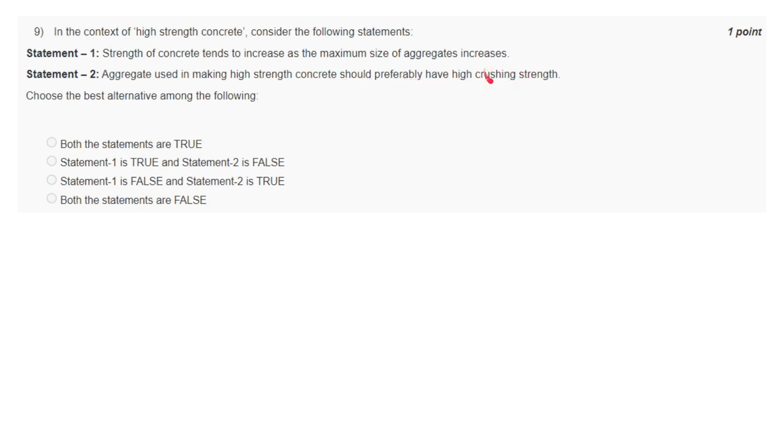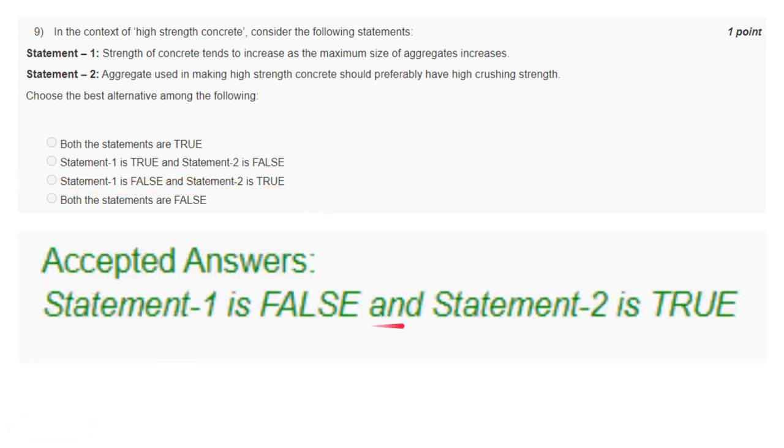So one is false. And two, aggregate used in making high strength concrete, yes, they should preferably have high crushing strength. So this is one of the criteria for choosing aggregate. This is also one of the important criteria. So two is true. Therefore one is false and two is true. So the third option is correct. Statement one is false and statement two is true.